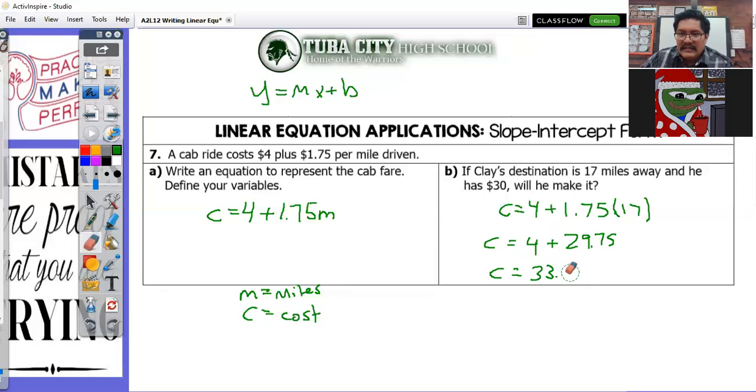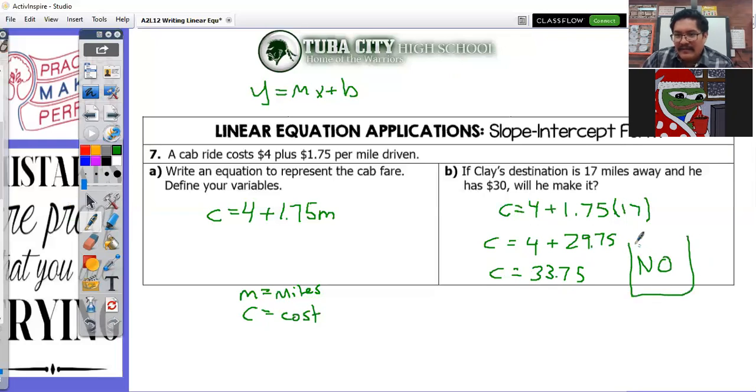And the question is not how much is it going to cost, because if the question was how much is it going to cost, then we would have our answer right here, $33.75. But the real question is, will he make it? In this case here, the answer is no.